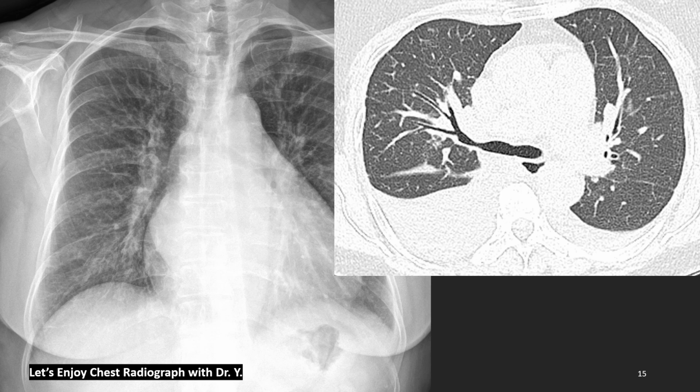Let's confirm with these CT axial images. Peribronchial cuffing on CT is bronchial wall thickening, septal lines, pleural effusion in the fissure, pleural effusion. Yes, correct. Congestive heart failure.